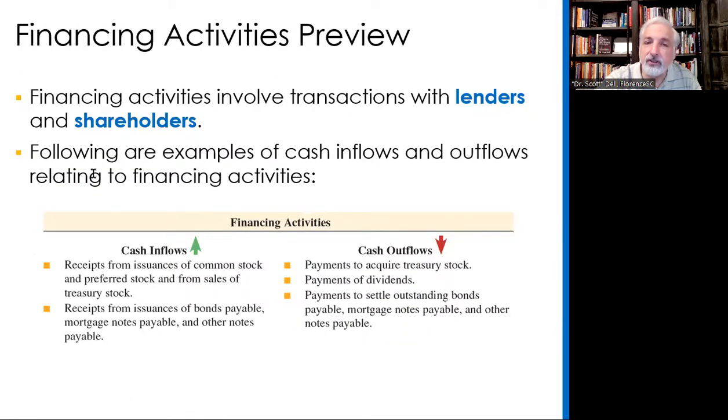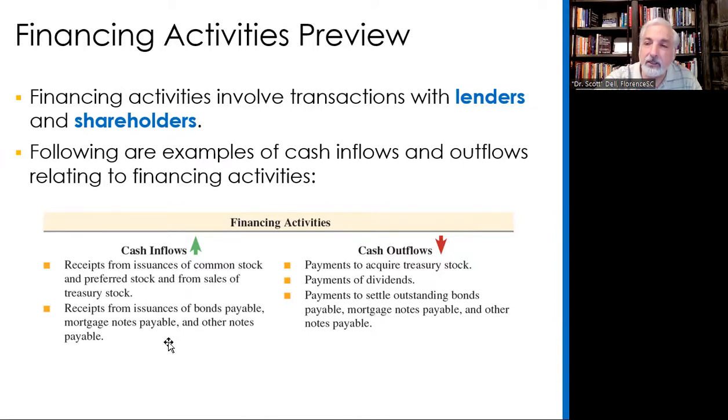And a preview of financing: lenders and shareholders. Long-term debt, equity. Examples: receipts from issuance of common stock and preferred stock and from sales of treasury stock. So if we sold treasury stock, we got money for it. If we buy the treasury stock, that's an outflow or a use. Receipt from issuance of bonds payable, mortgage notes payable, and other notes.